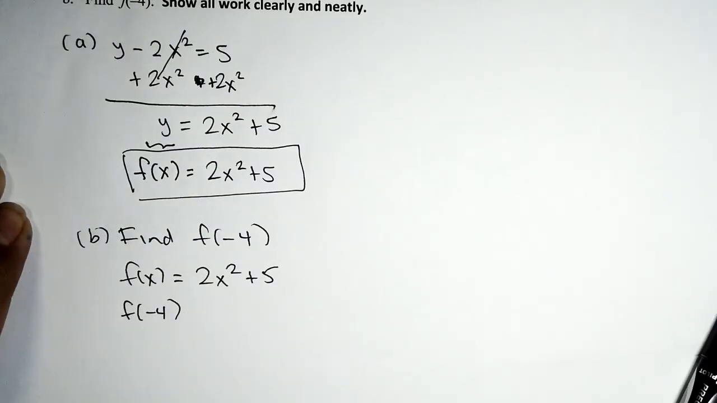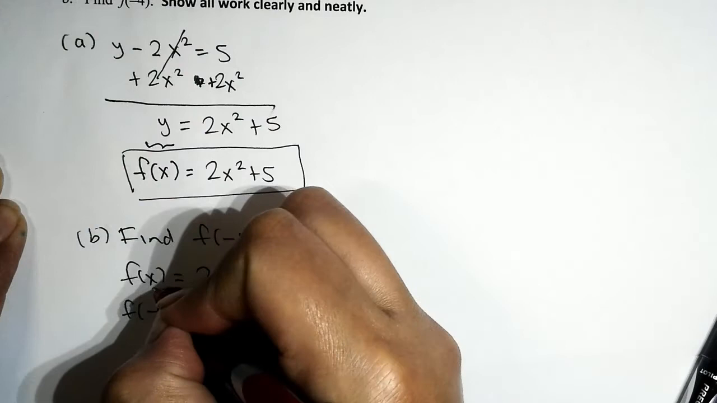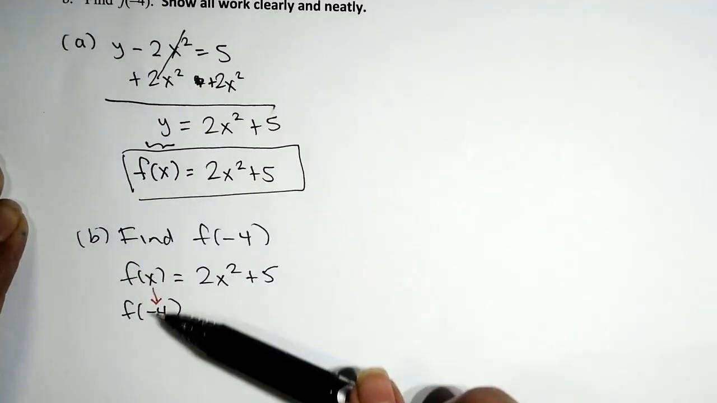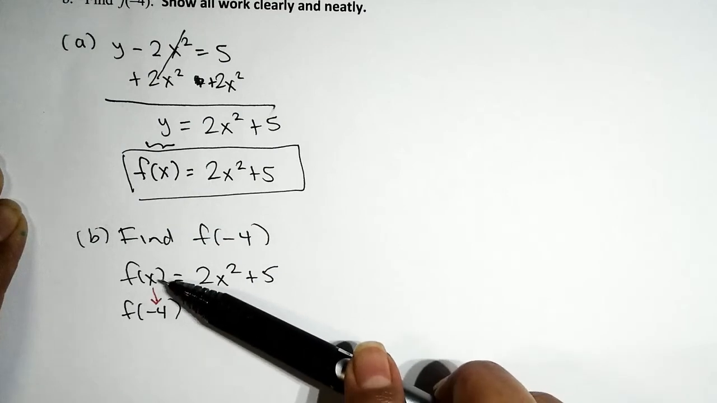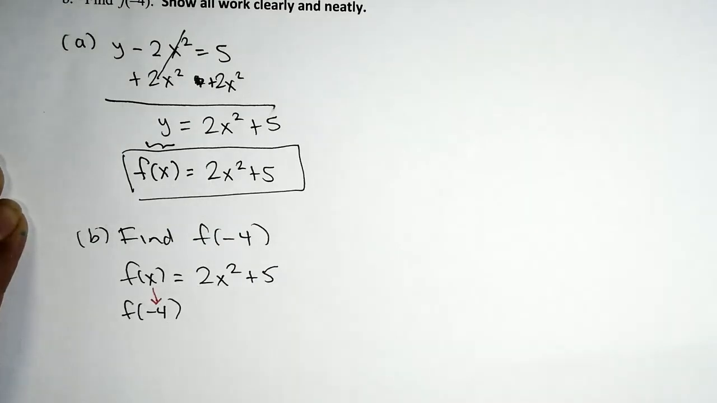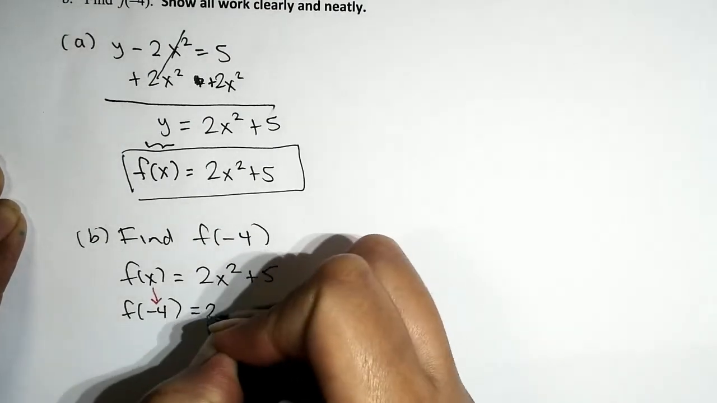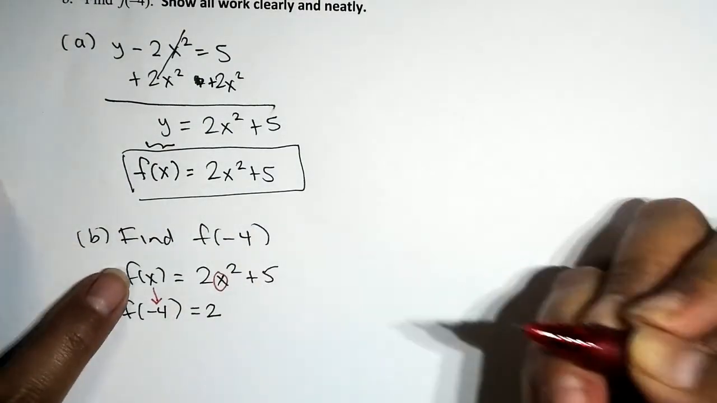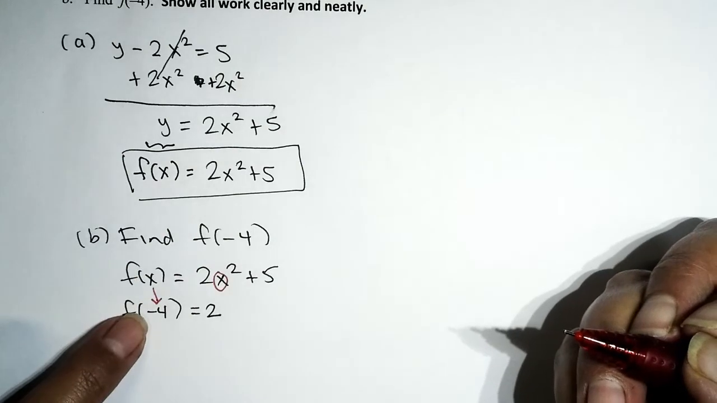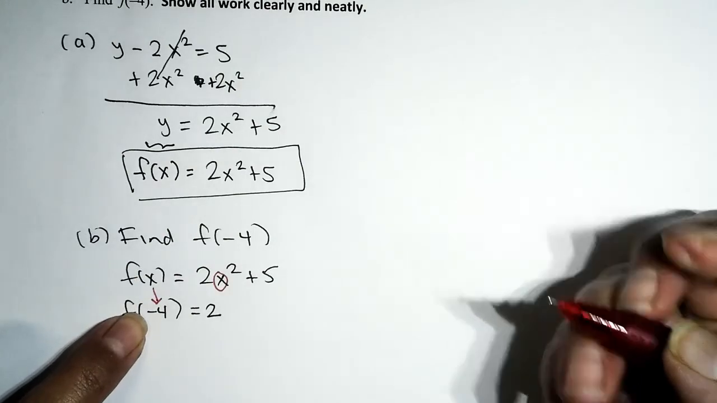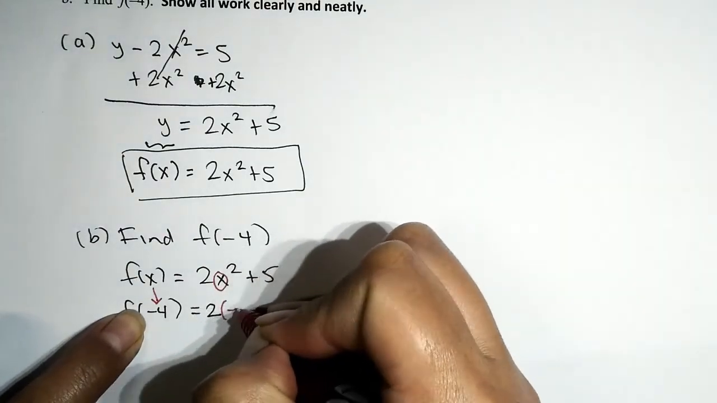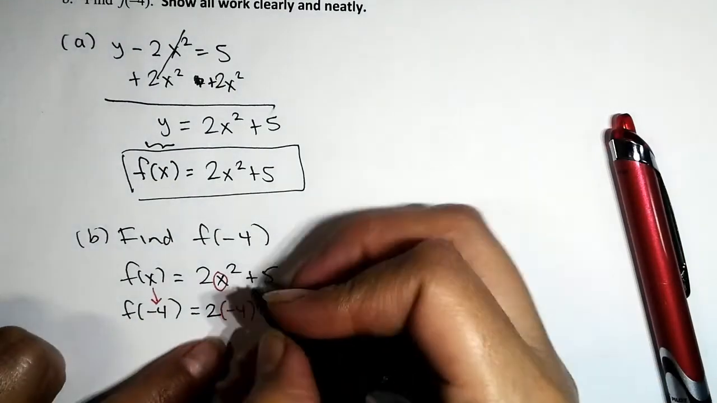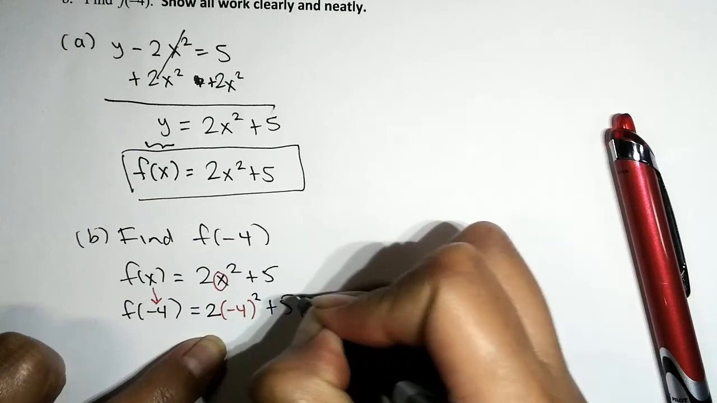So what does that mean? We're pretty much going to substitute the x. We're going to substitute the x with -4. So wherever we see the x, we're going to replace it with -4. So that will give us 2 times x. But what are we doing to the x's? We're going to swap them out for -4s. So we have 2 times the square of x, so it'll be 2 times the square of -4. And then we do plus 5.